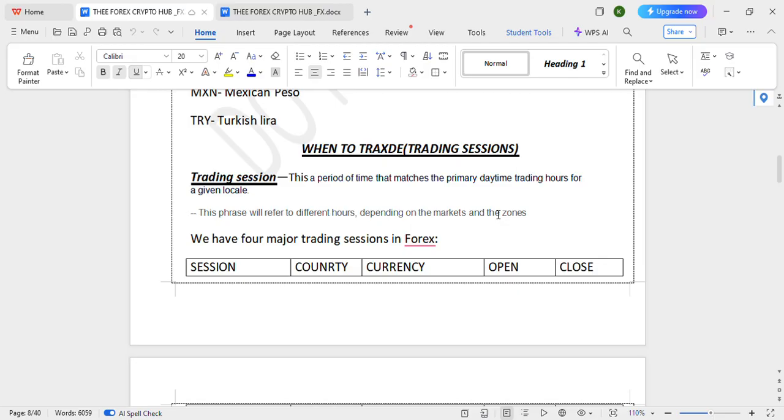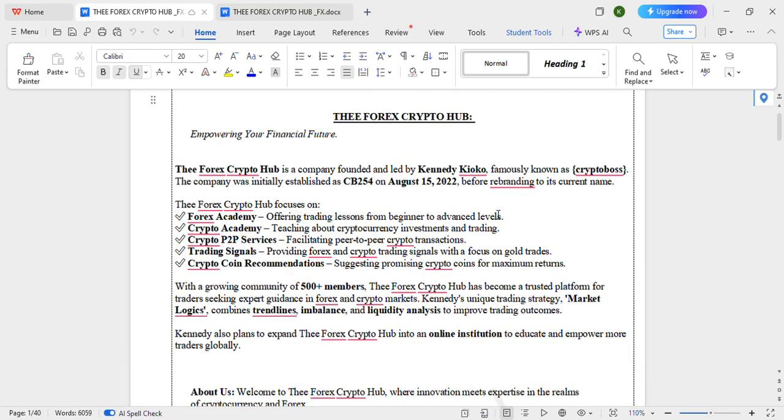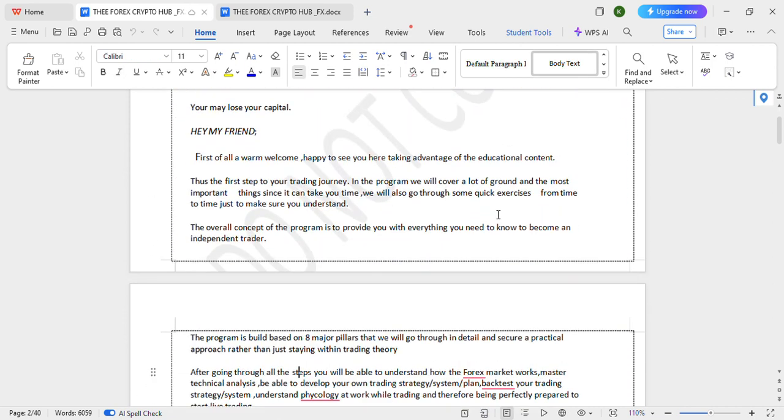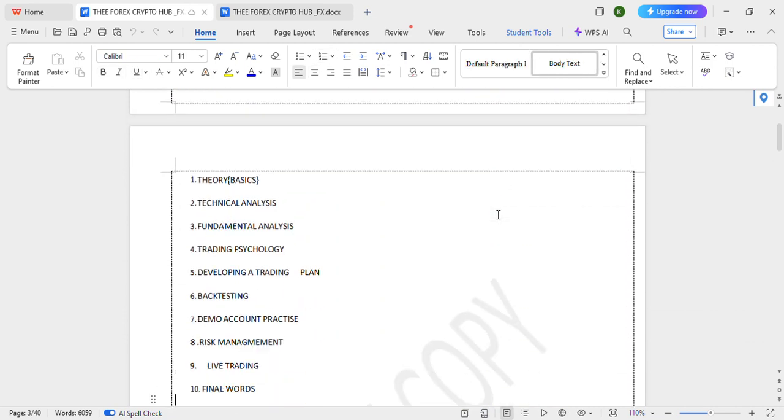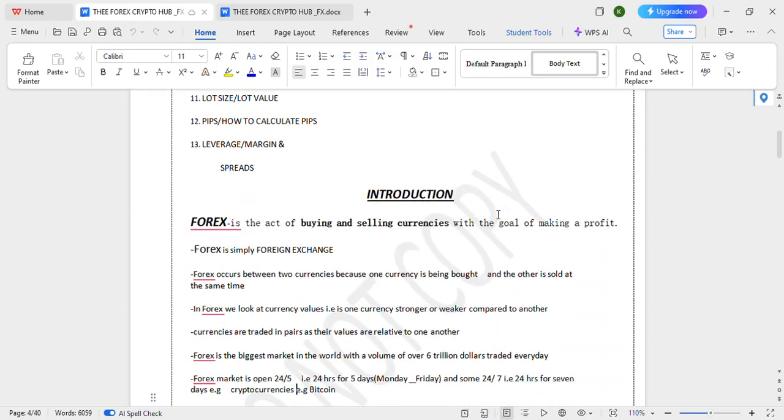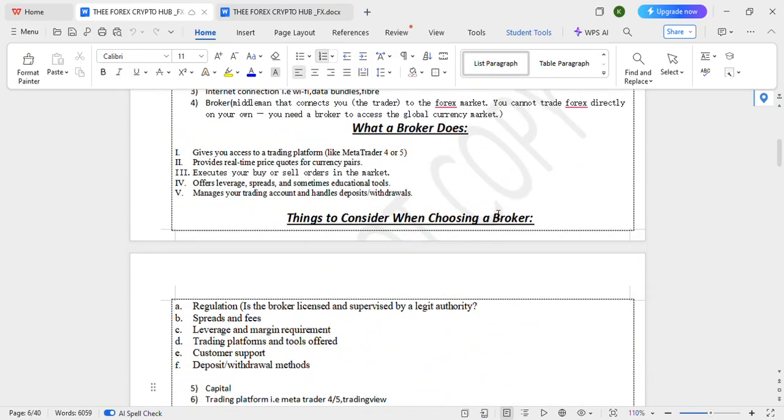So let's check on the trading sessions, and we have four major trading sessions. There are other people who will term them as three. It's going to depend. So let's go straight to that and see what we have.